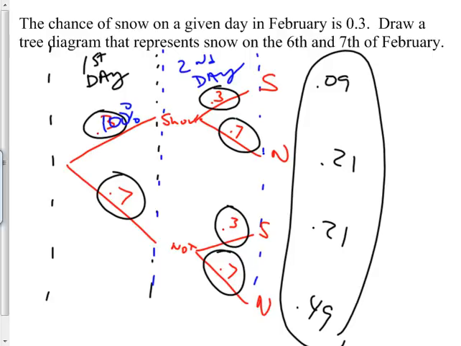What do you think I should do? How about this? What does probability boil down to? What you want over what? Possible. All right. Let's start by figuring out what was possible then.